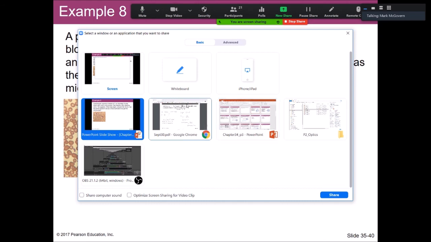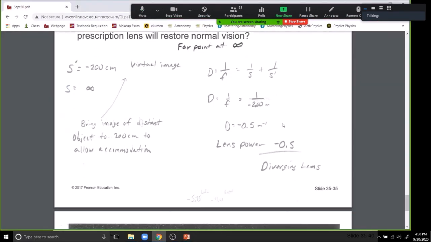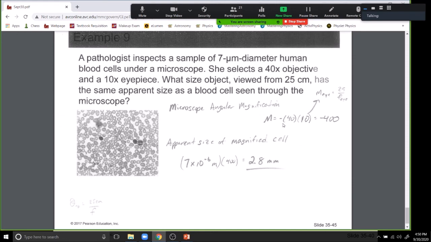So where is that slide? Here it is. We're looking at blood cells. That's supposed to be the picture here. And we're trying to determine what's effectively the size of these when you look at them through the microscope. Now, the blood cells are on average microns in size. We're going to take 7 microns as our diameter for the blood cells. But we have a 40 times objective and a 10 times eyepiece.